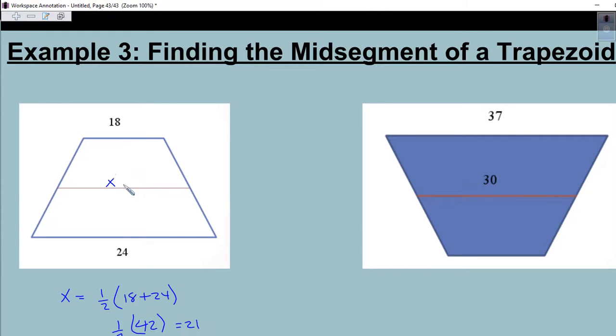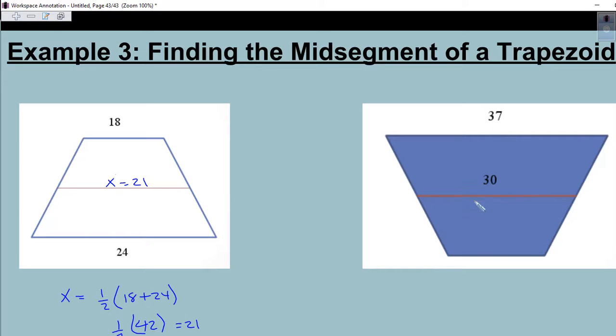One thing you can determine also from this is that 18 is 3 from 21, and 24 is also 3 from 21. So they split the difference here. So let's take a look at the next one. Find this other base, given the midsegment now, and one other base.